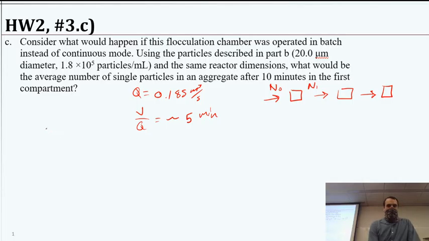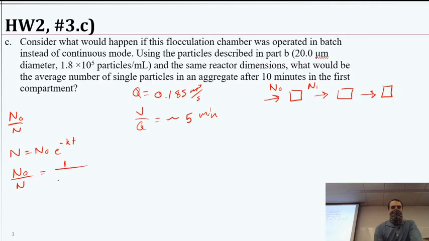Okay, so solving this problem then, what we're looking for is N naught over N. We know previously from looking at batch kinetics that this is first order decay. I'm going to do a little bit of shorthand. We could derive this again, but we know this is going to be the form of the equation: N equals N naught e to the minus kt. This time, since we're solving for N naught over N, our solution is going to look a little different. It's going to be 1 over e to the minus kt.